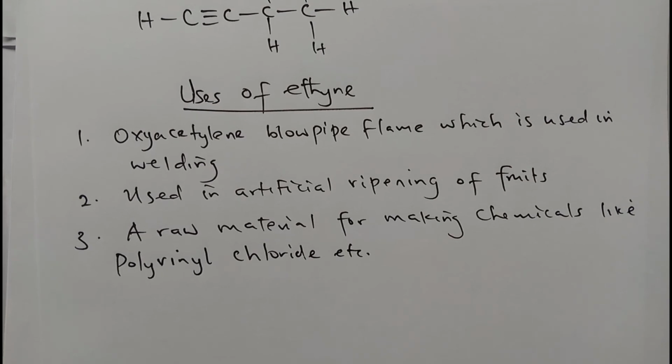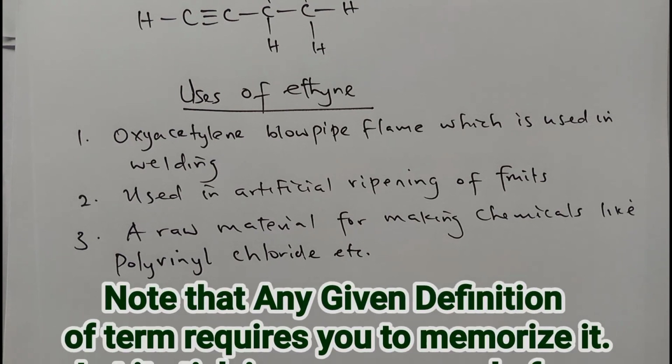Yes, by polymerization, we can actually get benzene from ethyne. I want you to know that oxyacetylene blowpipe flame is gotten from ethyne combined with oxygen, and this is very, very hot and it's normally used in welding, in melting metals. And we also make use of ethyne in ripening of fruits, and it also serves as a raw material for making some chemicals like polyvinyl chloride.